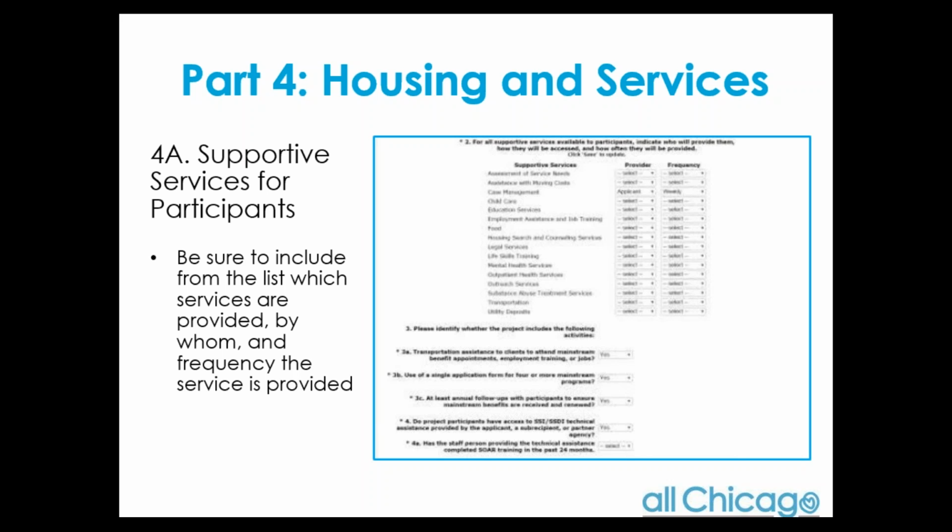And same with the provider. If multiple providers are providing, there's a certain order that they would like you to put that in, which is in the instructions, but it starts with applicant, and then I believe subrecipient and partner, etc. So just make sure you're putting the highest frequency there that it's being provided in.